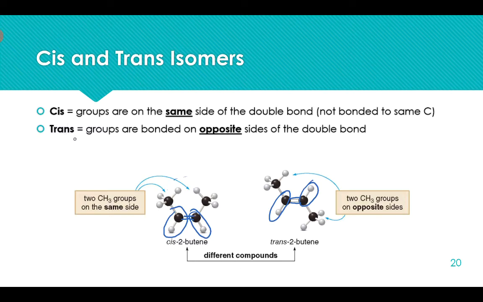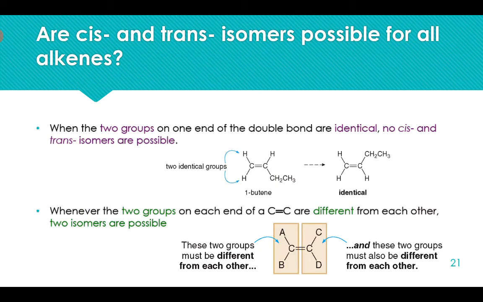And so trans always means across, opposite, like transportation, like transcontinental. It always means across. And cis means the same side. So cis is the same, trans is opposite sides. Those are two different compounds. Cis and trans isomers are not possible for all alkenes. It depends on how many groups there are on here.